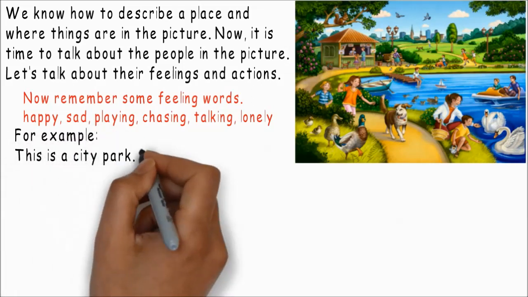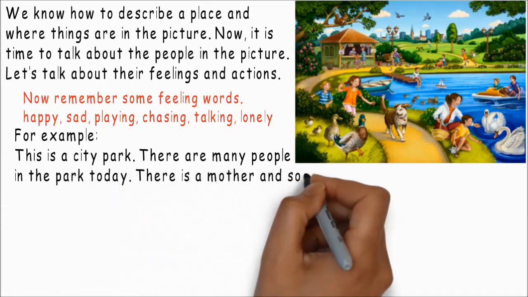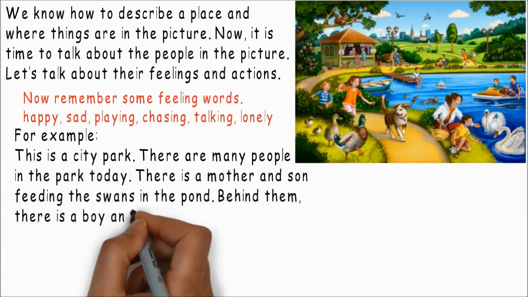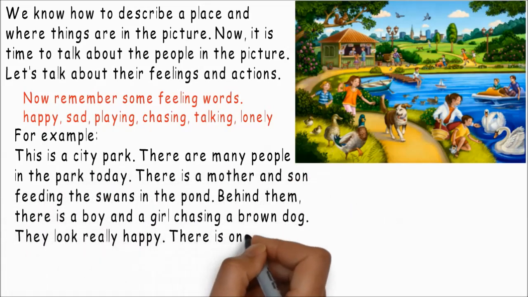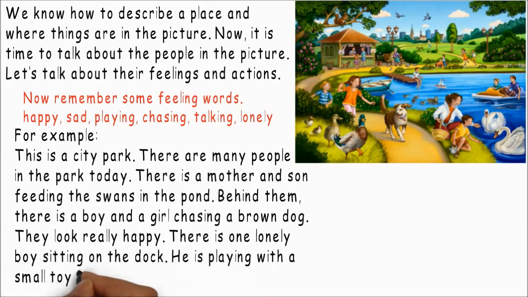For example, this is a city park. There are many people in the park today. There is a mother and a son feeding the swans in the pond. Behind them, there is a boy and a girl chasing a brown dog. They look really happy. There is one lonely boy sitting on the dock. He is playing with a small toy boat. I think he is sad.